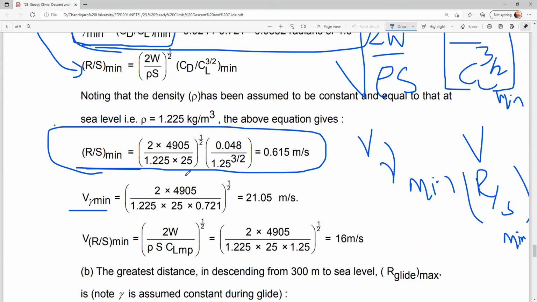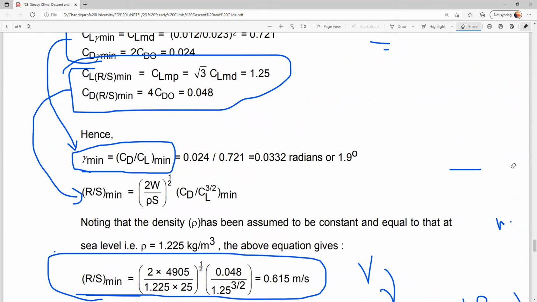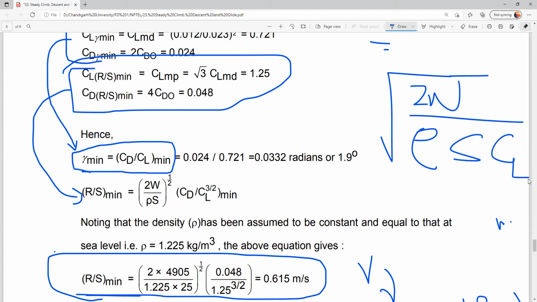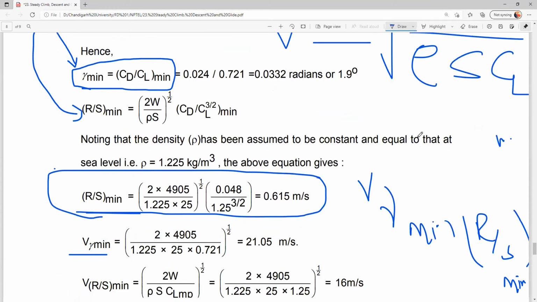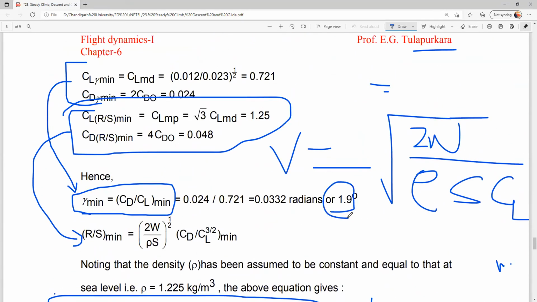So again the velocity is calculated with the square root of 2W divided by rho S CL. Okay, velocity of the aircraft. So remember, suppose I am launching with 1.9 degree. Okay, I'm going to launch my glider with 1.9 degree. Obviously that 1.9 degree alone is not going to give the better range. You need to maintain the minimum velocity also, right? If you are not maintaining the minimum velocity, what will happen? The aircraft, the glider, will descend automatically.